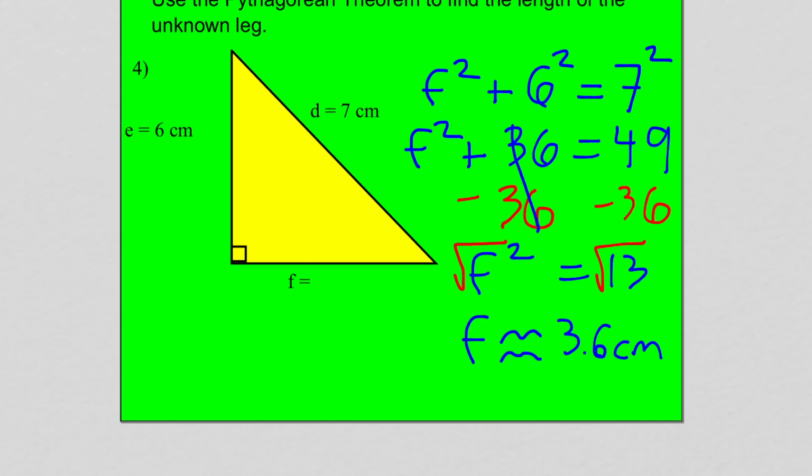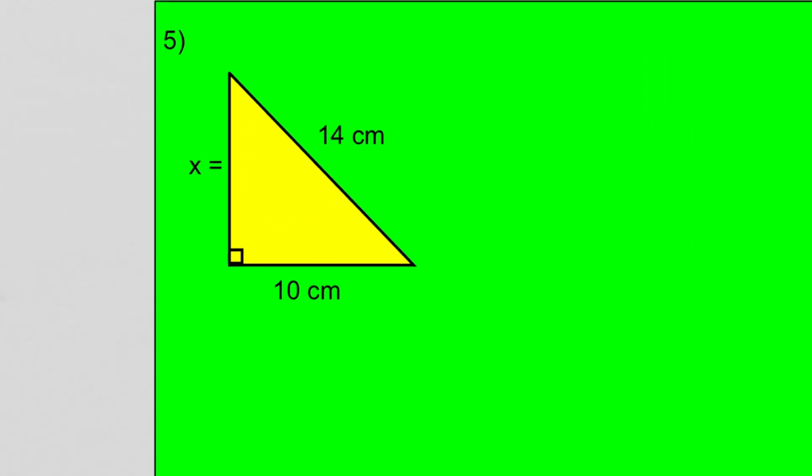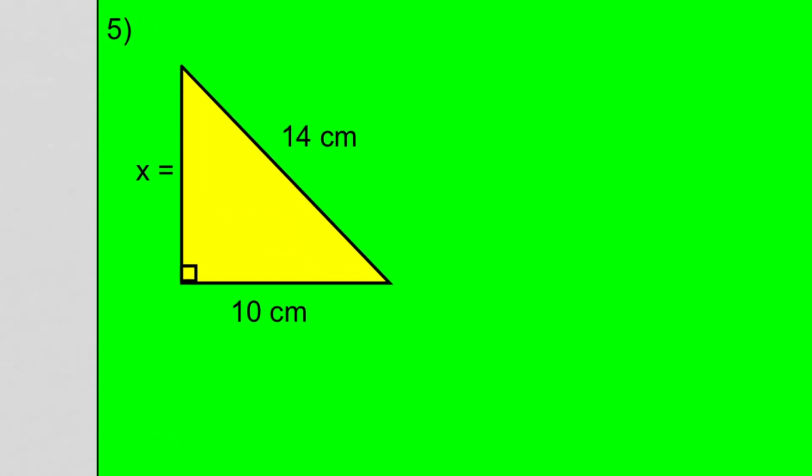Okay, let's look at another one. Again, we have to identify what we're trying to find here. Now, the Pythagorean theorem says that one leg squared plus the other leg squared equals hypotenuse squared. So in this case, x squared plus 10 squared equals 14 squared. It's always the square of one leg plus the square of the other leg equals the square of the hypotenuse. And remember, how can we find the hypotenuse? It's always the side opposite the right angle, or the L-shaped angle.